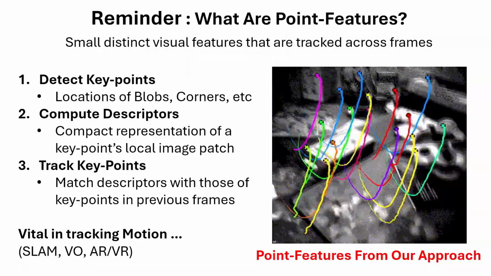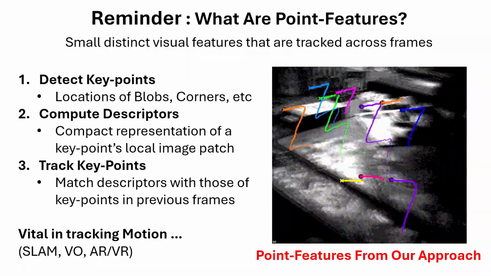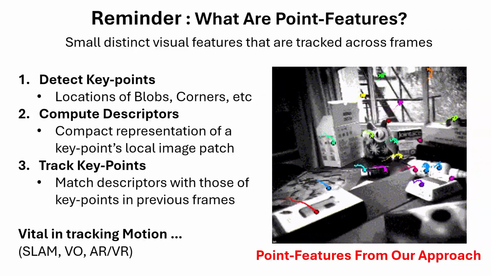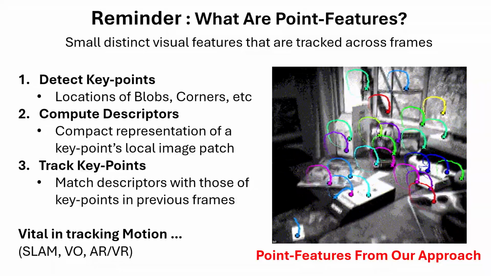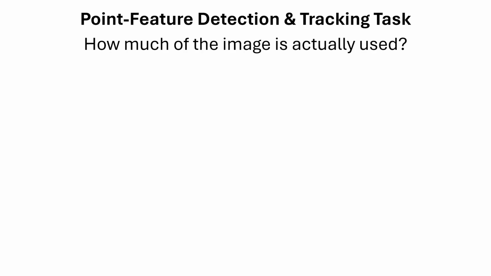These point features are used to deduce the motion of the sensor or other objects, and are used throughout computer vision, playing an essential role in SLAM, visual odometry, augmented reality, VR, any application where you need to track the motion of something essentially. Okay, but in point feature detection and tracking, how much of the image is actually useful?